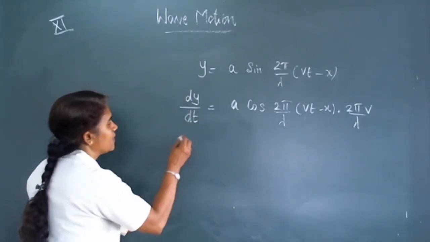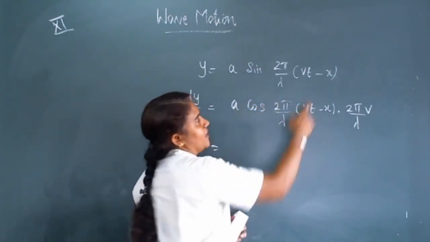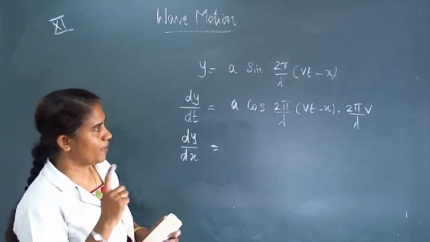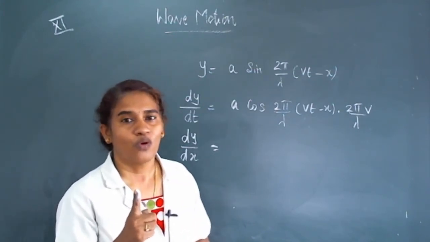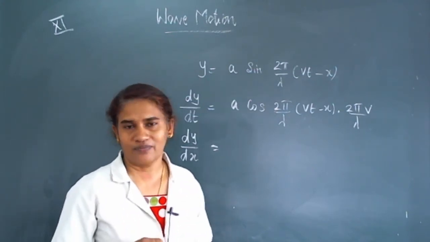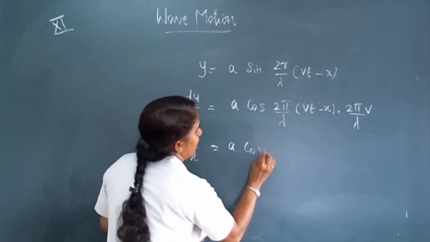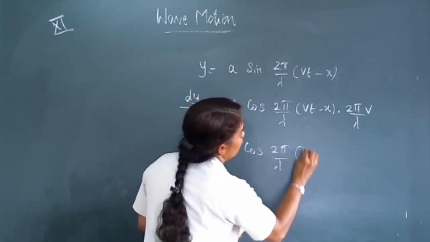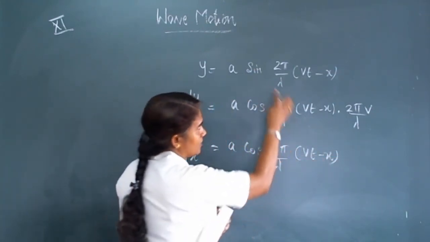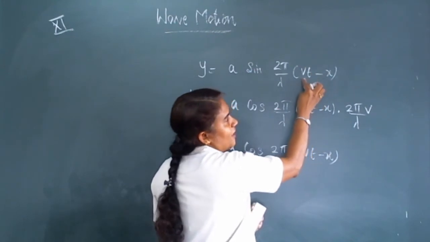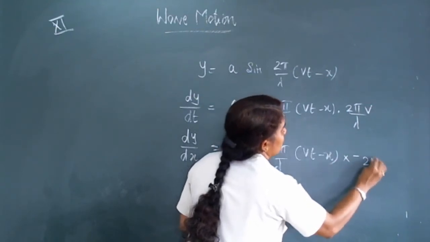We can take the derivative with respect to x also. With respect to x, how will it be? A cos 2 pi by lambda (vt minus x) into 2 pi by lambda into minus 1. Let us write A cos 2 pi by lambda into the whole term first, then take the derivative of the term inside the cosine. Vt we don't want, we want the derivative with respect to x, so it will be negative 2 pi by lambda.